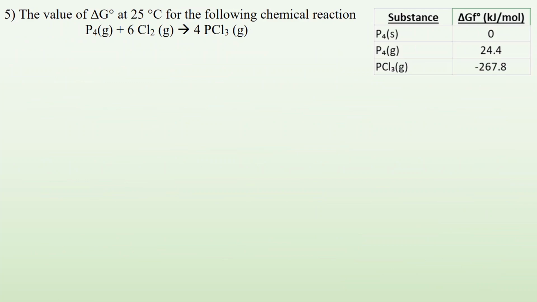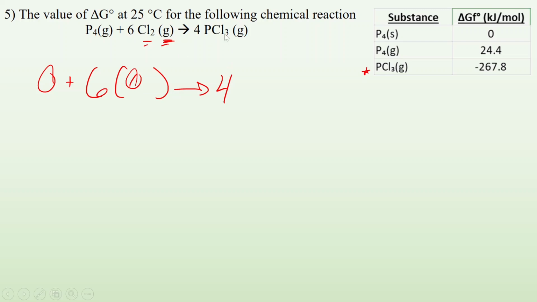Number 5. The value for delta G naught at 25 Celsius for the following chemical reaction is what? So again, we go P4 gas has, oh hey look, delta G is 0. So I got 0 plus 6 times Cl2 gas. Oh, why'd they not put that there? Oh, because that is also 0. It's a pure element in the state you'd expect it to be at STP. Goes to 4 PCl3, which is right here.